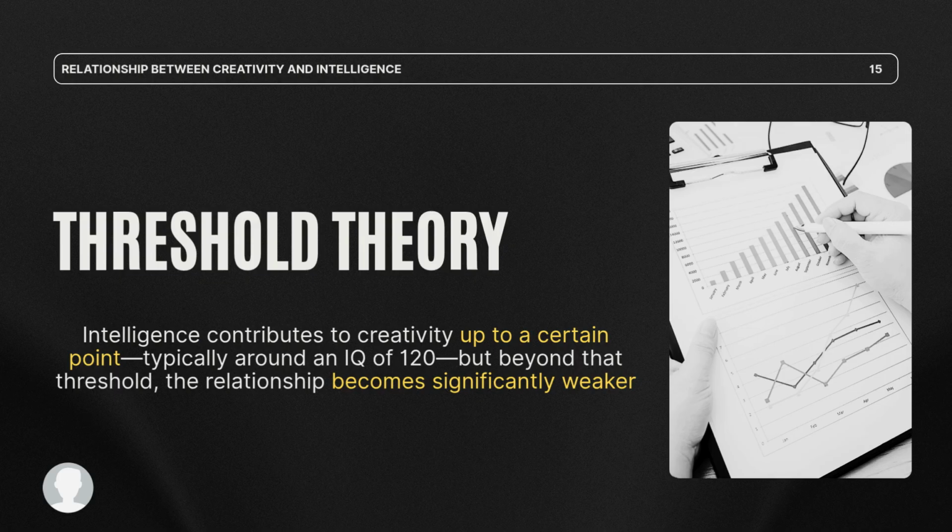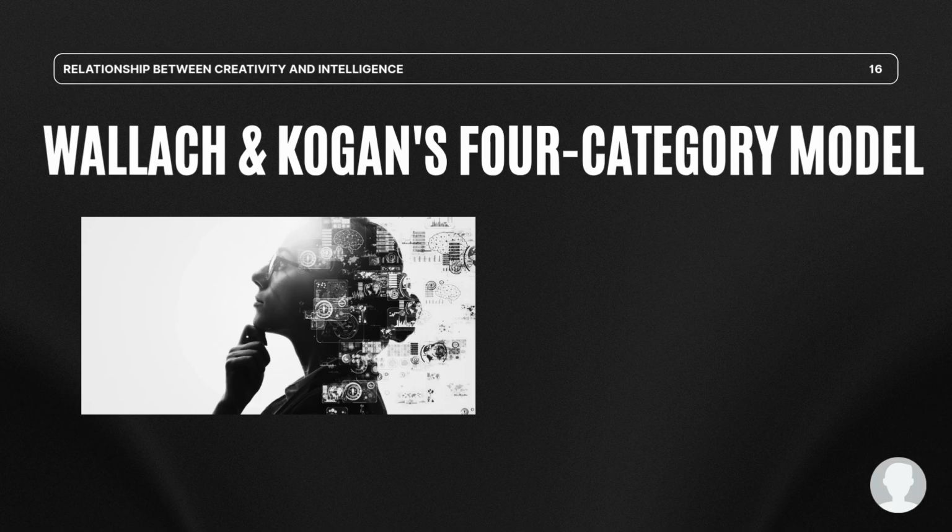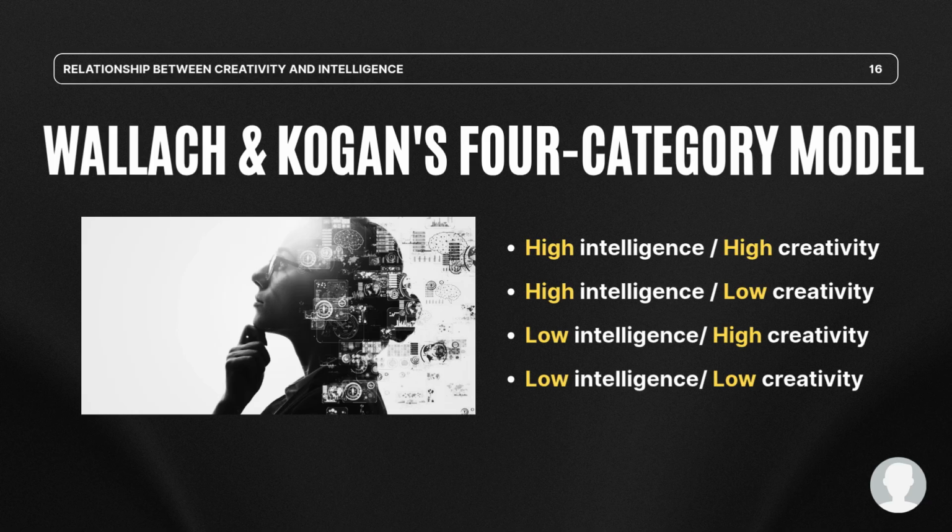This distinction is especially important in educational settings where students are often grouped or evaluated based on traditional measures of intelligence. A helpful way to further understand this relationship is through Wallach and Kogan's four-category model. Wallach and Kogan's model helps explain the relationship between creativity and intelligence by showing that they are actually separate traits, not the same thing. They identified four different combinations: high intelligence, high creativity; high intelligence, low creativity; low intelligence, high creativity; low intelligence, low creativity.